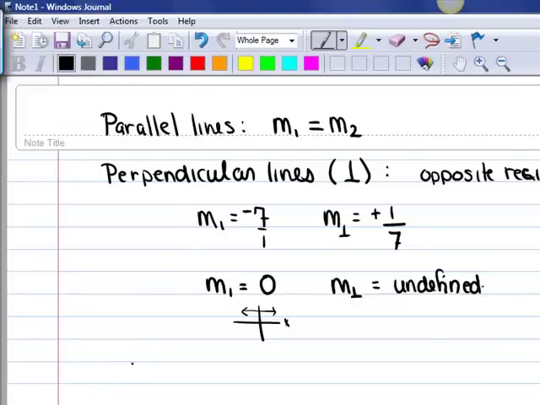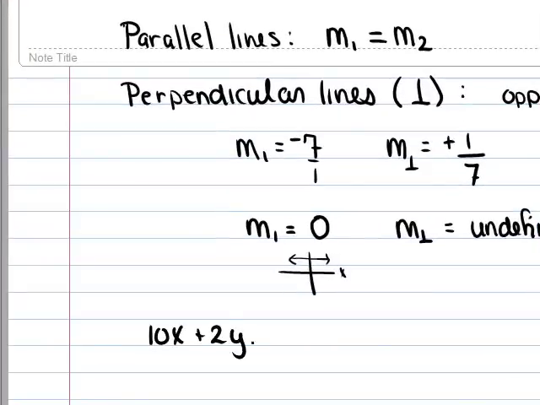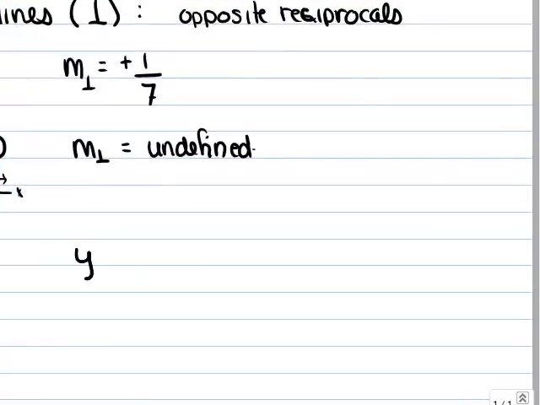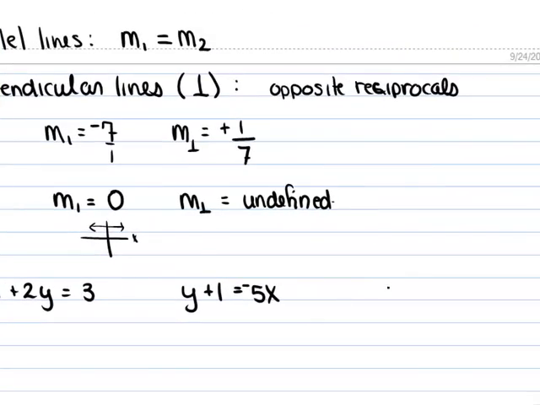So you could be given two lines. For example, you can be given the line 10x plus 2y equals 3, and you can be given a line of y plus 1 equals negative 5x. And the question is, are these two parallel, perpendicular, or neither? Well, in order for me to figure that out, I need to figure out what their slopes are, and in order to do that, I need to put it in slope-intercept form, or solve for y.